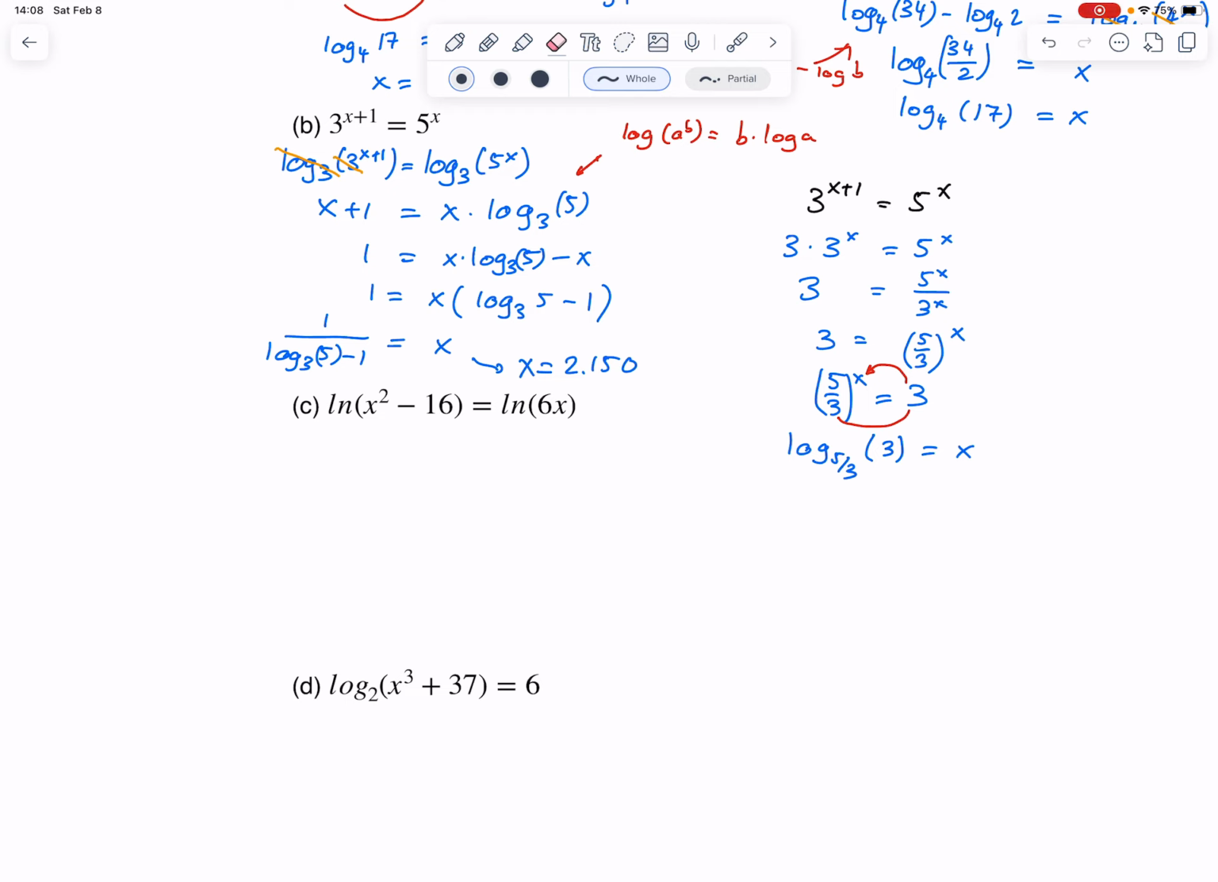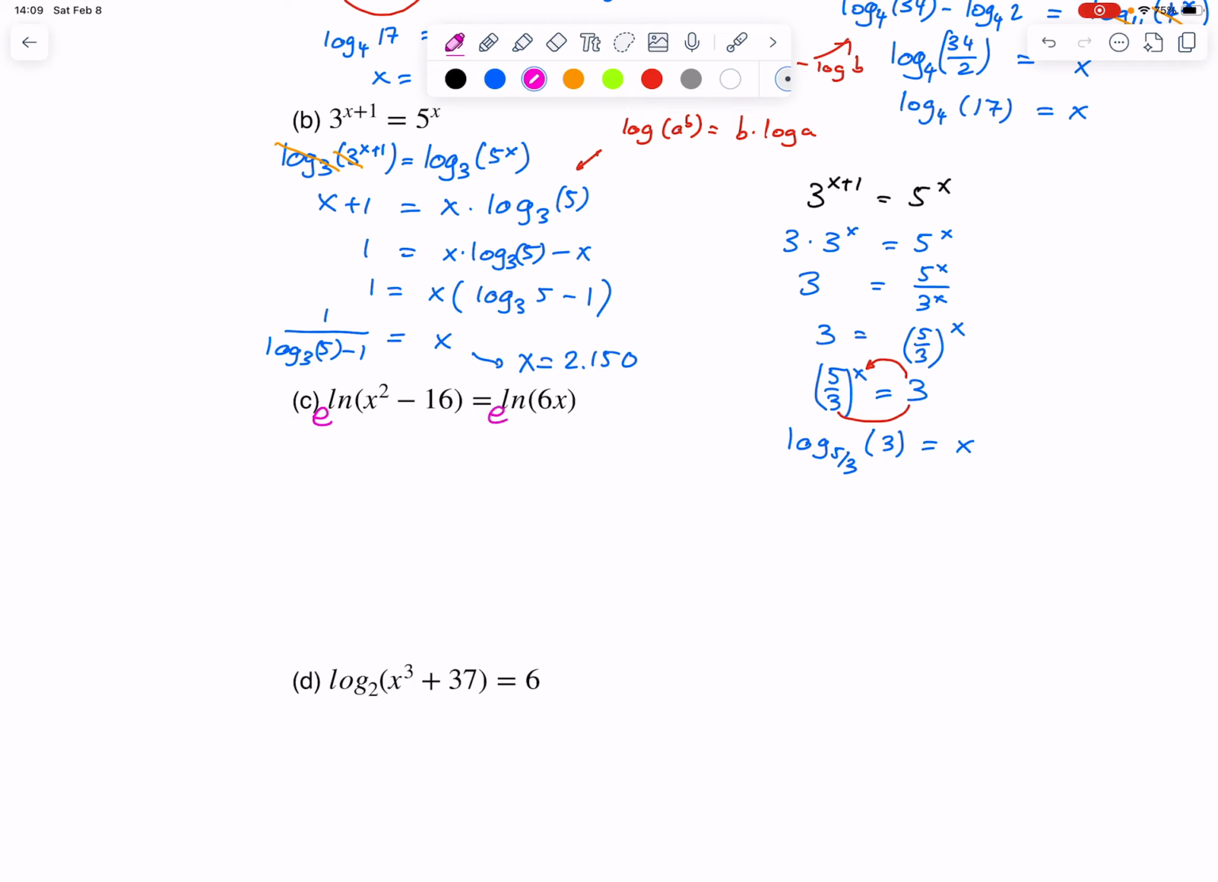Next problem, ln of x squared minus 16 equals ln of 6x. Now, if you focus here, you can probably notice that all we need is that this equals that. If this is true, then ln of the left-hand side or ln of the right-hand side is going to be the same. Otherwise, the other method is just to say, well, I want to get rid of ln, and the way to get rid of ln is e to the power of ln of that equals e to the power of ln of this. And right from here, things cancel out, e cancels with ln, and we get what we noticed.